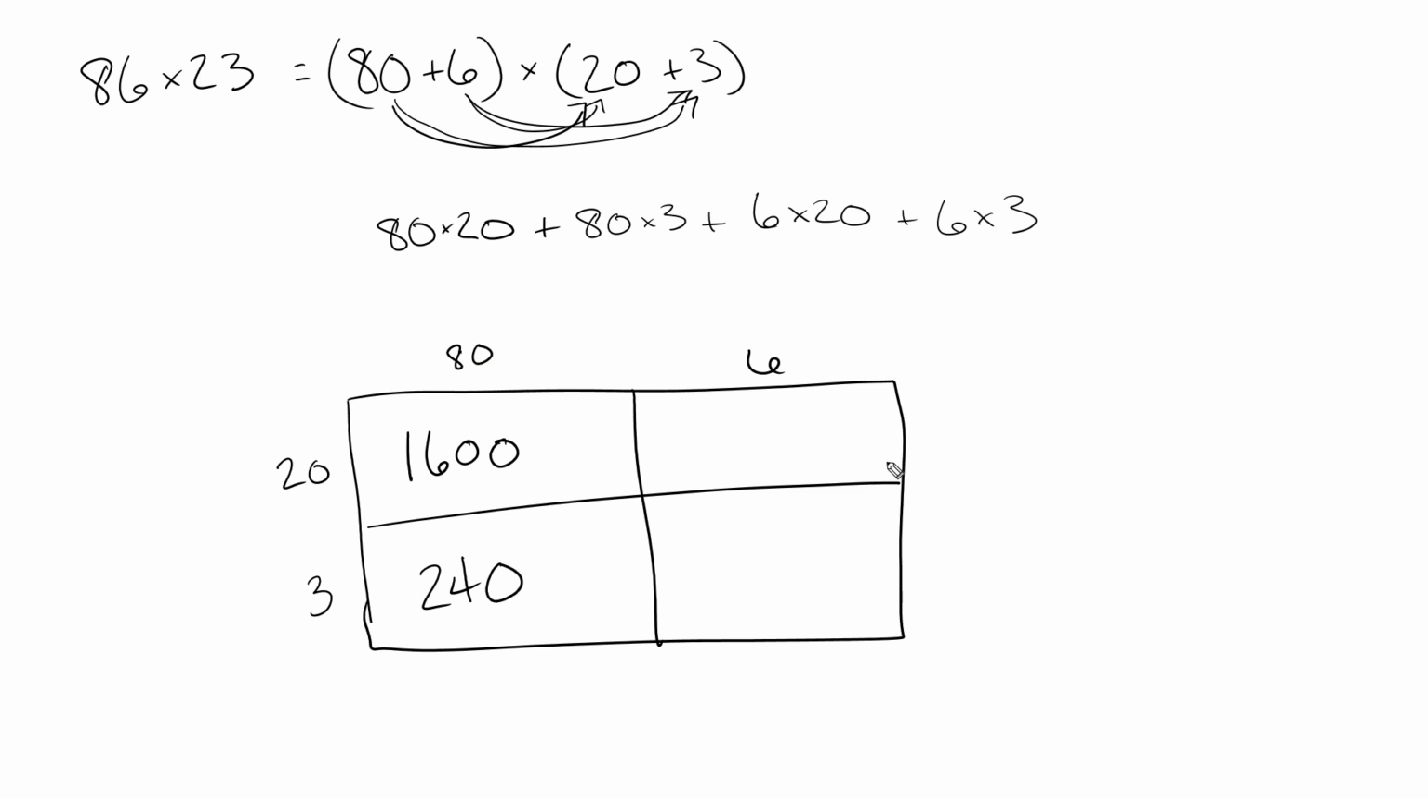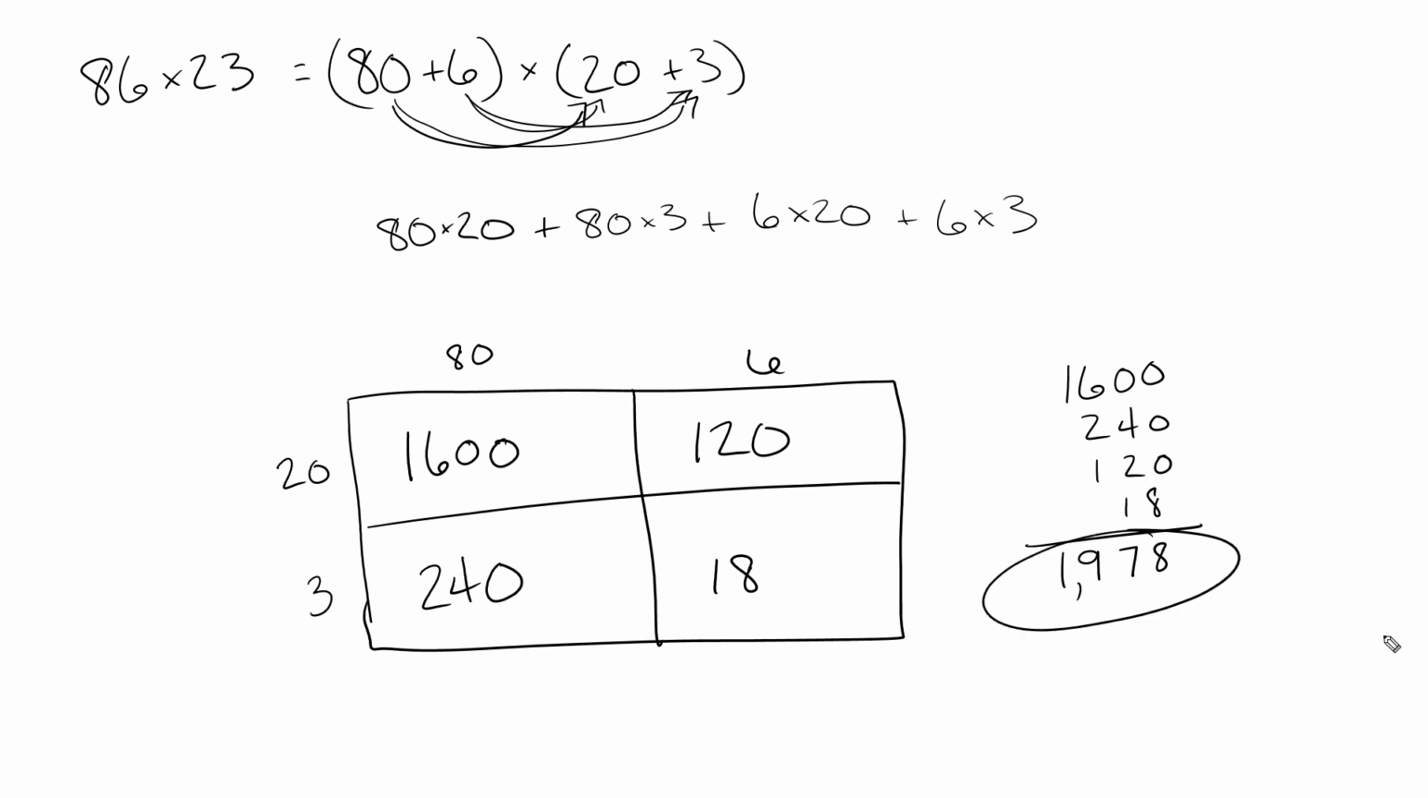Now for this box, 6 times 20. 6 times 2 equals 12, and we had 1 zero at the end of our factors, so 6 times 20 equals 120. For our last multiplication fact, we know that 6 times 3 equals 18. Finally, we add our values together. 1,600 plus 240 plus 120 plus 18 equals 1,978. Let's try one more.